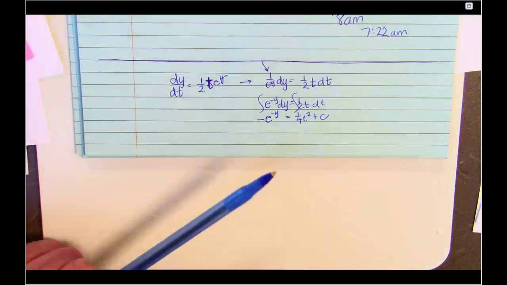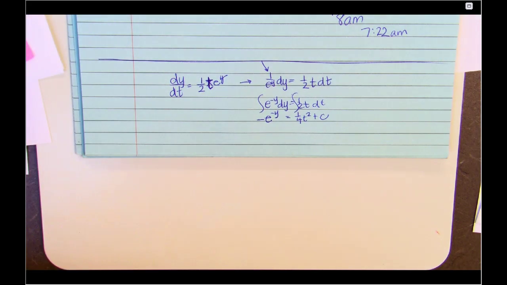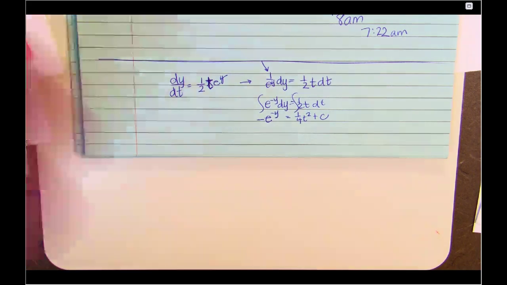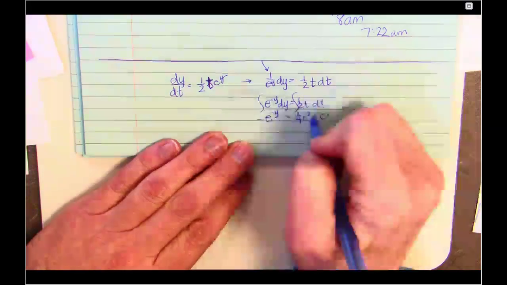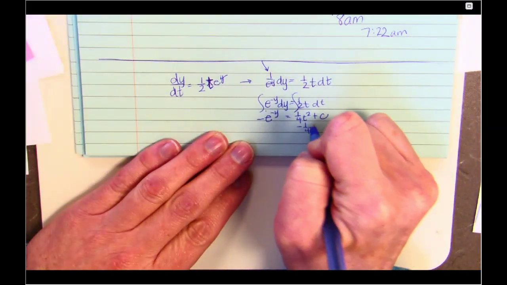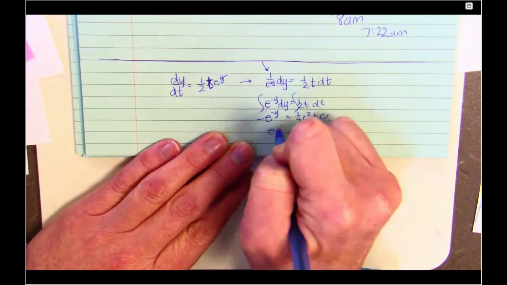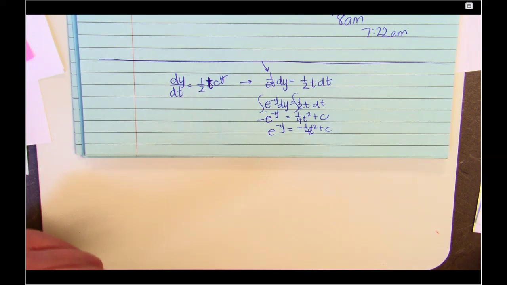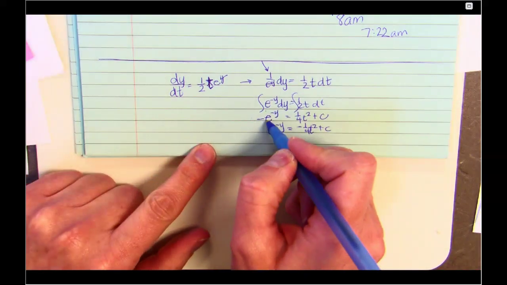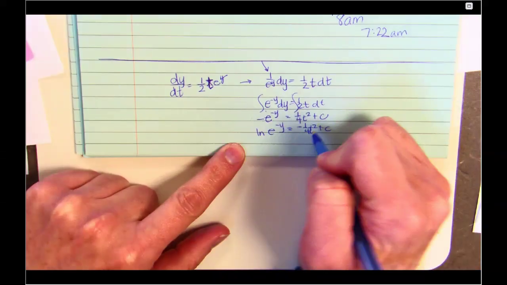Well, what do you have to do first? You have to get rid of the negative, because natural log has to be touching the e. So get rid of the negative, which is going to make this negative 1/4 t squared. Keep that plus, and now you've got e to the negative y. How do you get rid of e? Now you can natural log, because you can't natural log a negative. So I have to get rid of the negative first. So natural log both sides.